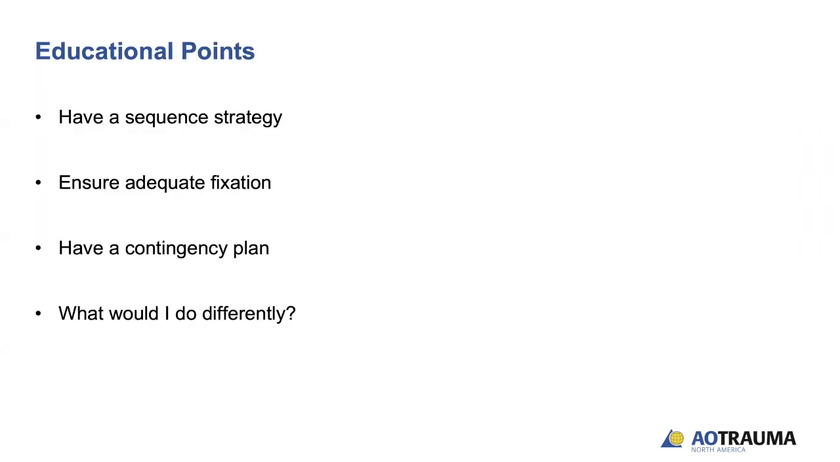Oh, that's a great case. And then just to review the educational points, I think it's just important to have a sequencing strategy. We talked about multiple strategies for this case. I think multiple different types of strategies would have likely been successful. You got to make sure you have adequate fixation. Last thing you want is for the sacrum to fail, given how unstable it was and how displaced it was initially. You want to make sure you have a contingency plan.